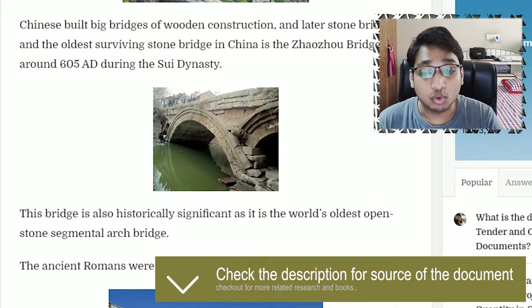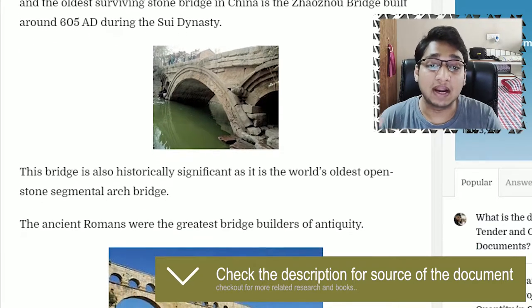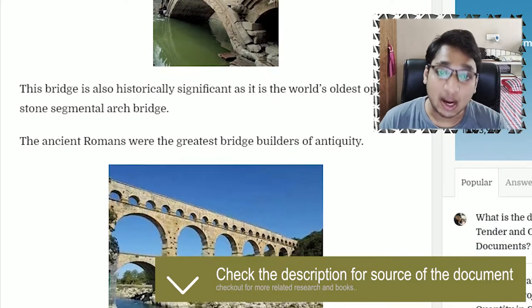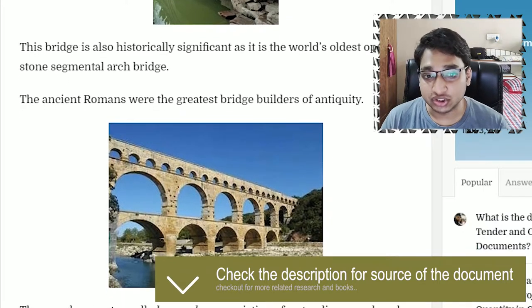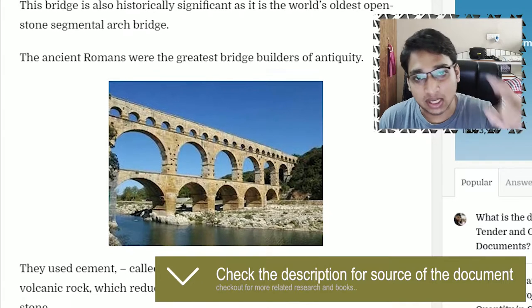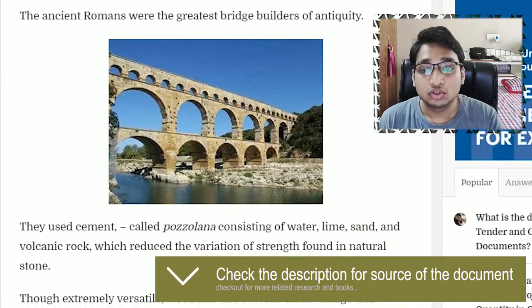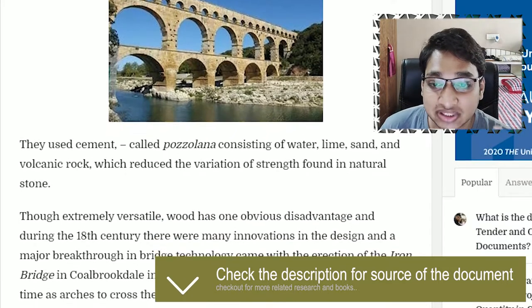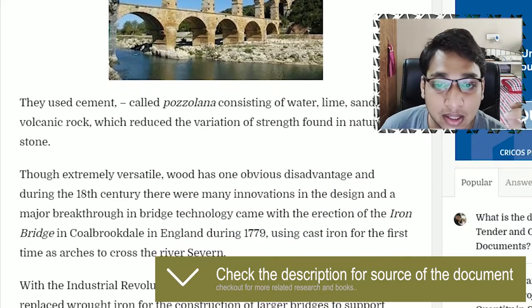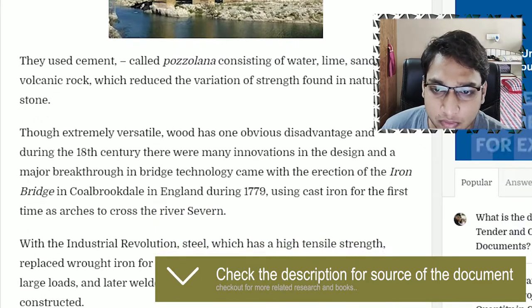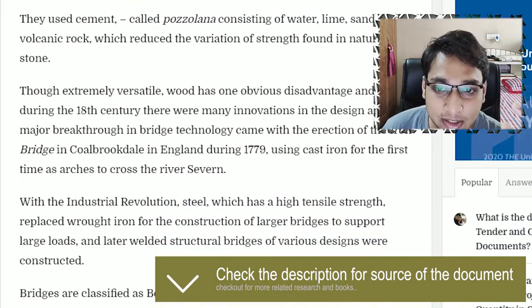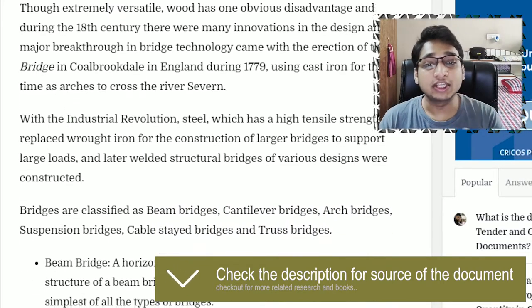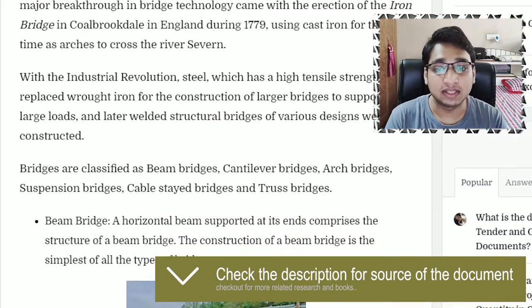The ancient Romans were the greatest bridge builders of antiquity. From their aqueducts to their bridge constructions, we can see how they developed the arch-based structural system. They basically used pozzolana, which was water, lime, sand, and volcanic rock. It reduced the variation of strength found in natural stone, and it was used as their main material. It was versatile, but the revolution came when iron took its place.